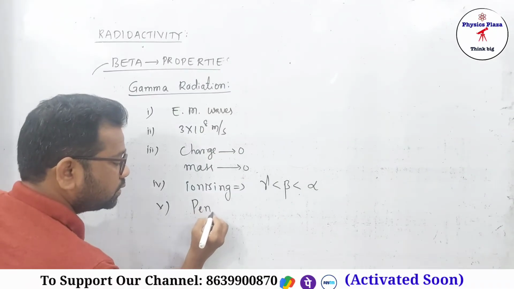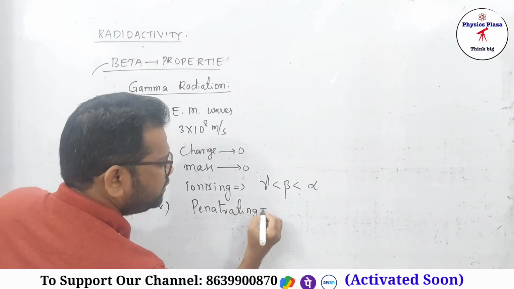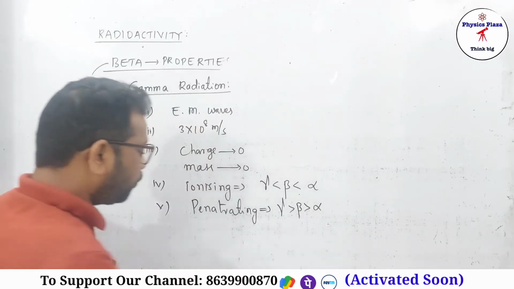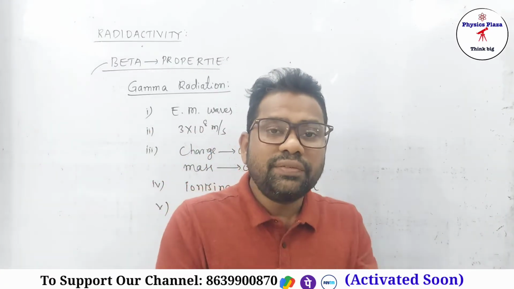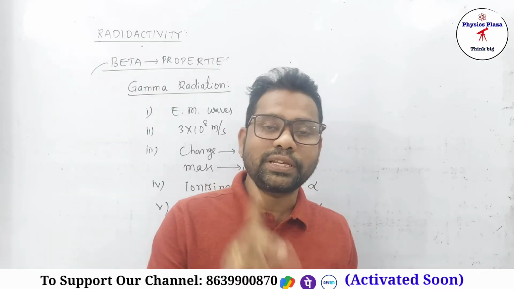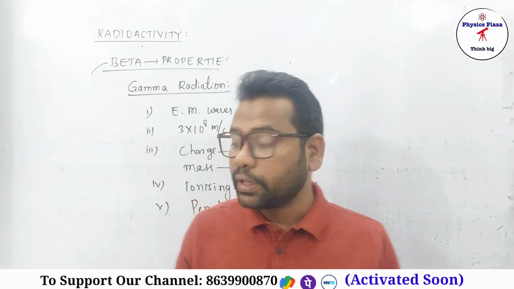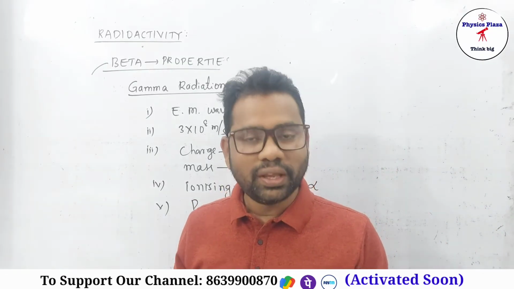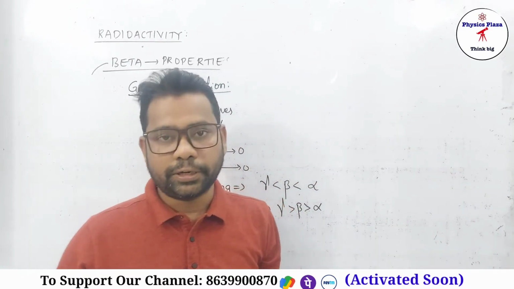And come to the penetrating powers, children. Yes, penetrating powers are very high. Gamma is greater than beta, which is greater than alpha. Very much high. That is why gamma will do severe biological damage compared with beta and alpha. Very severe biological damage. So because of this reason only, gamma radiations are used to cure cancer. Okay, and like alpha and beta, gamma can also affect the photographic plate.